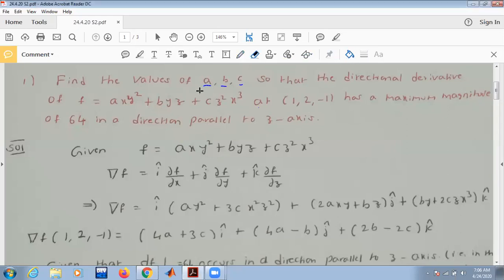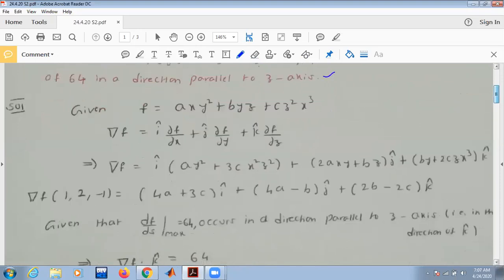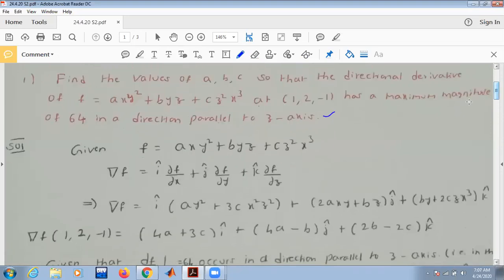Okay, so much data is given. Our aim is to find these constants a, b, c. First of all, we'll find the directional derivative of this function at this point in a direction parallel to the z-axis. What is the direction parallel to the z-axis?